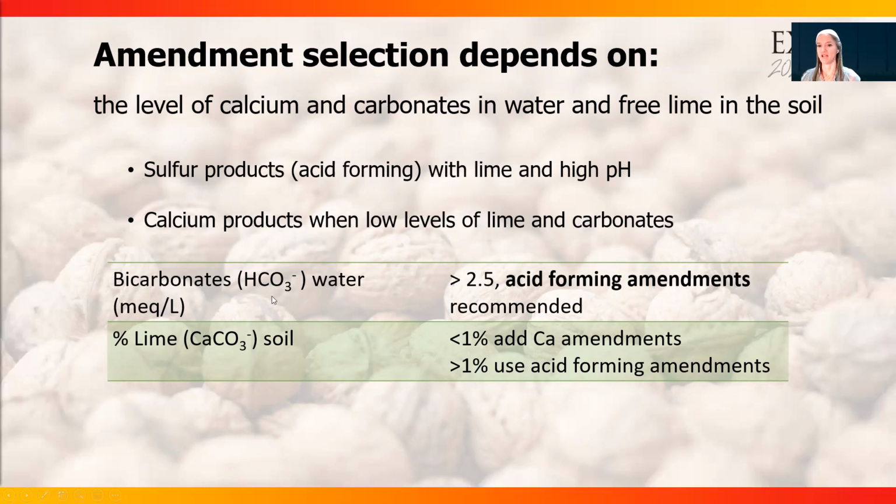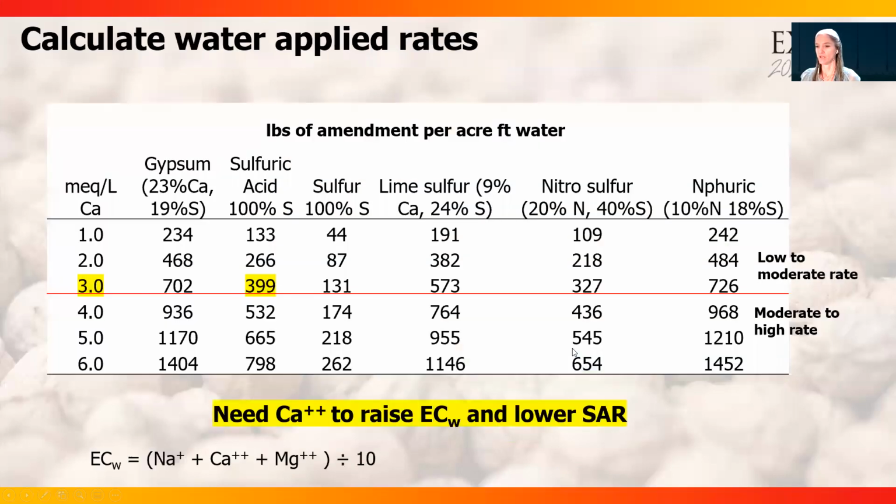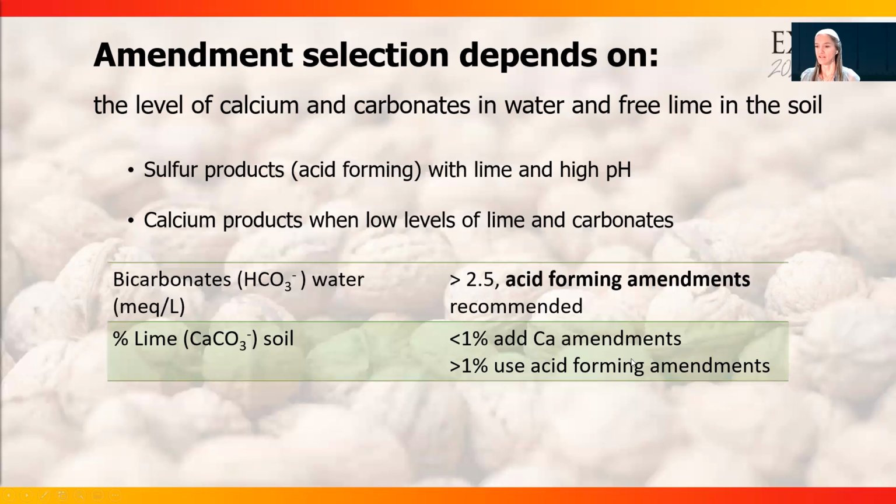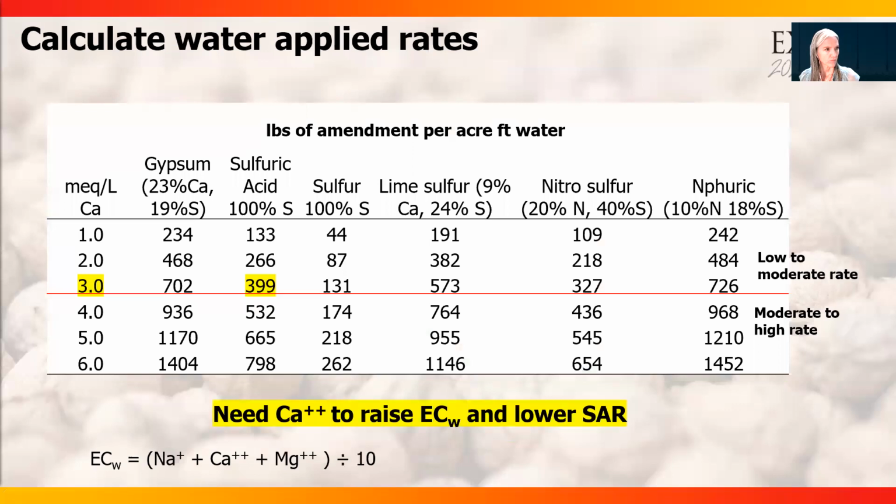Again, if your bicarbonates in your water are high, or the level of lime in the soil is high, we will tend to need acid forming amendments. When those levels are low, in less than 2.5% bicarbonates or less than 1% lime in the soil, that's when we tend to need calcium amendments such as gypsum. Choosing the best amendment requires balancing the cost against how quickly reclamation must take place.